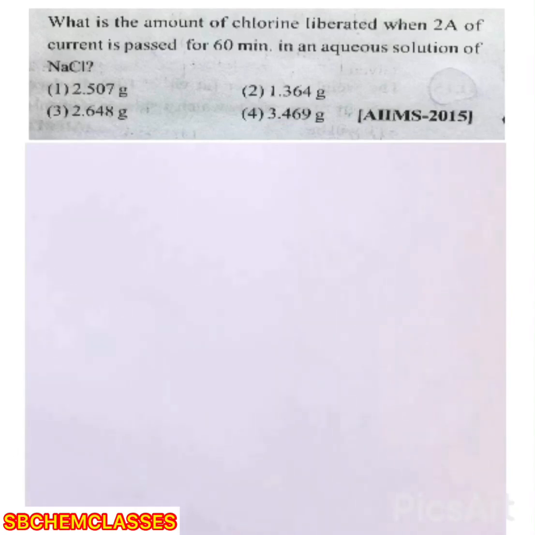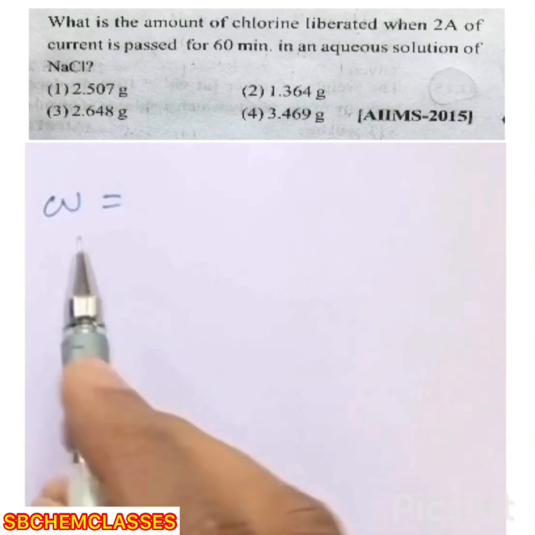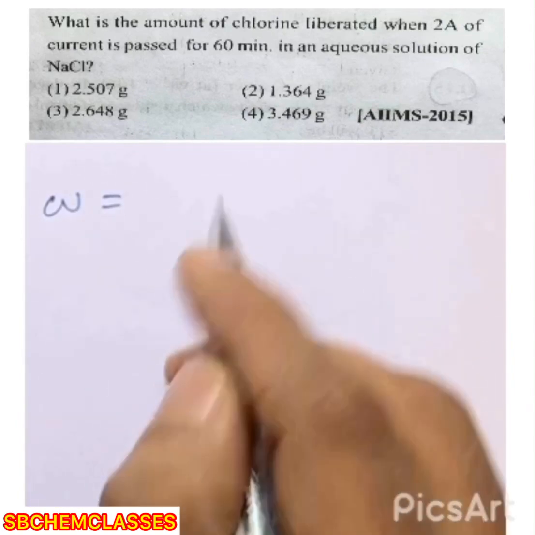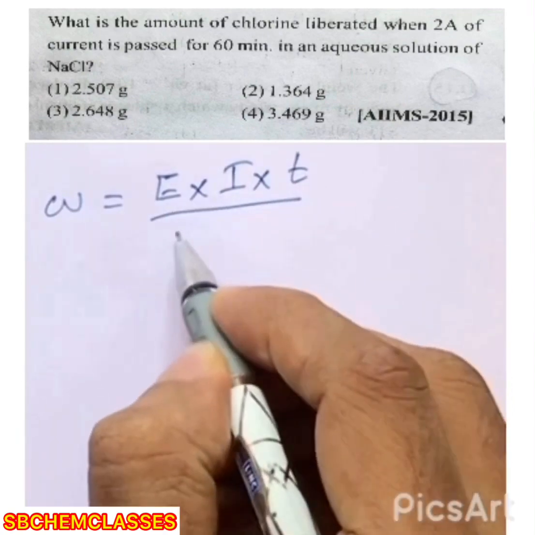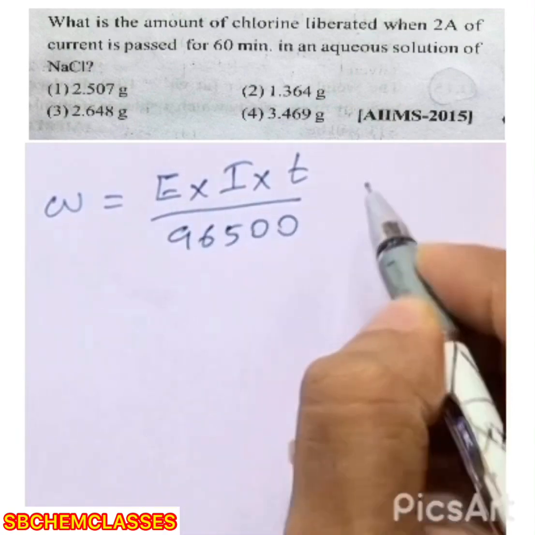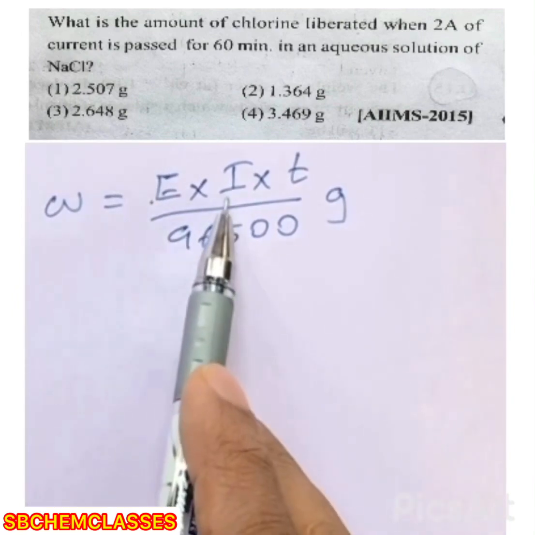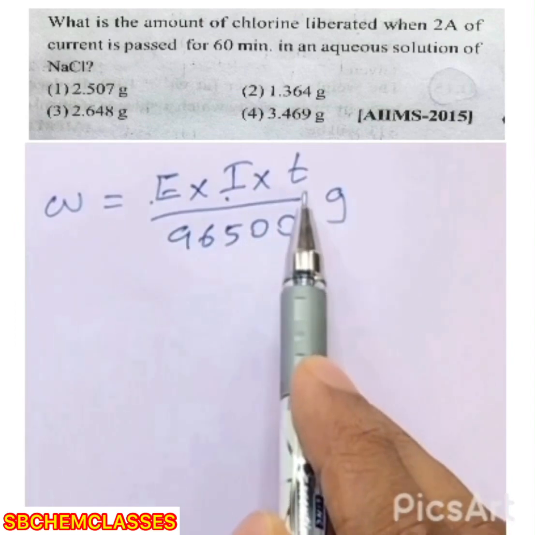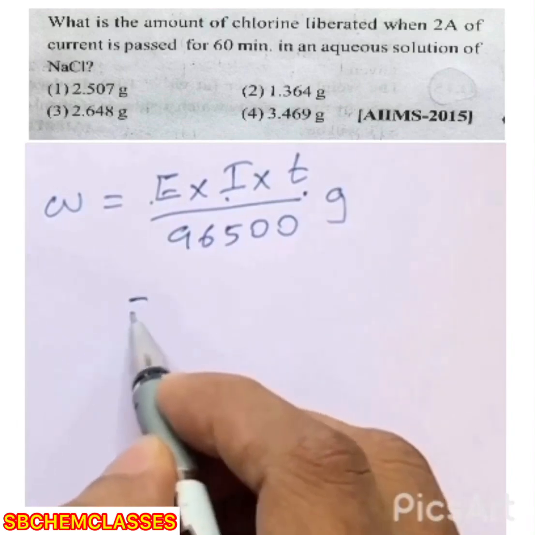What is the amount of chlorine liberated when 2 ampere of current is passed for 60 minutes in an aqueous solution of NaCl? To solve this problem, we have to know the equation. Amount of substance deposited or displaced equals EIT by 96500 gram. E is the equivalent mass of the substance, I is current in ampere, T is time in second. This is the equation we have to know. So we can substitute here.